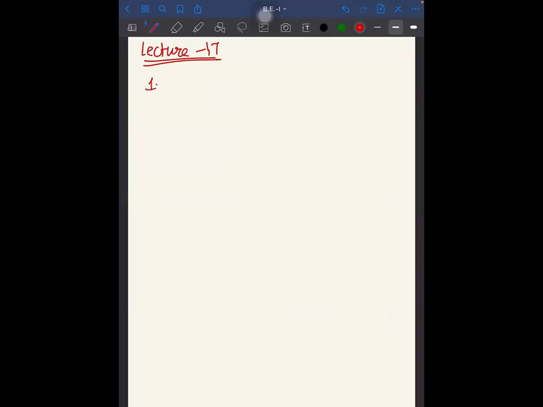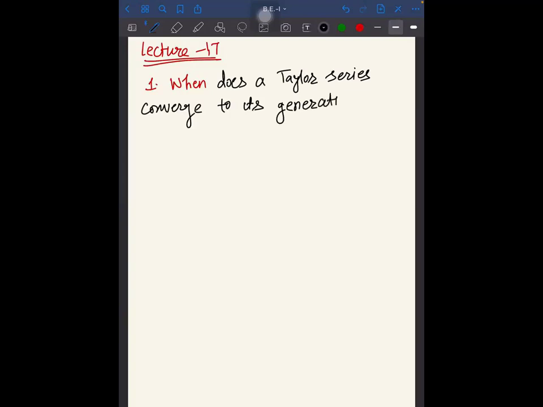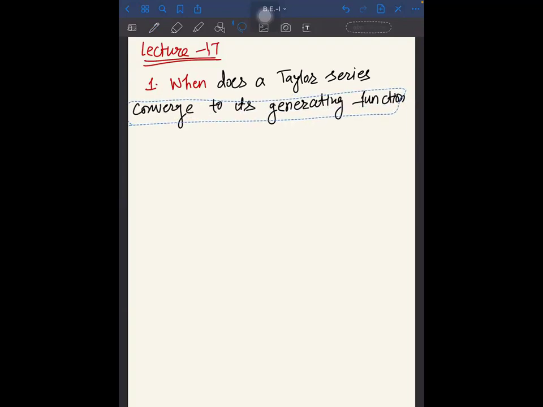The very first point is: when does a Taylor series converge to its generating function? Can you explain this question? What is this problem? Can you explain something regarding this? Any one of you? So, generating function means?